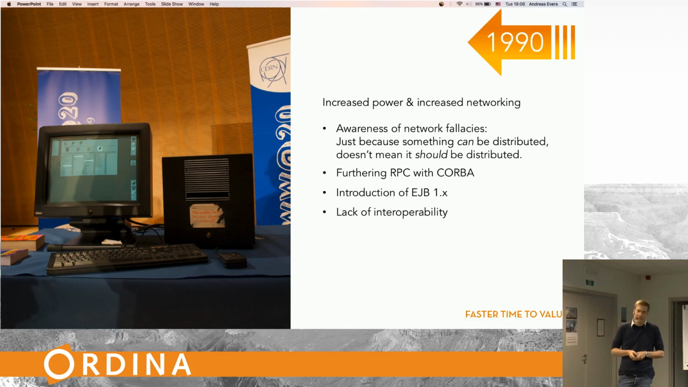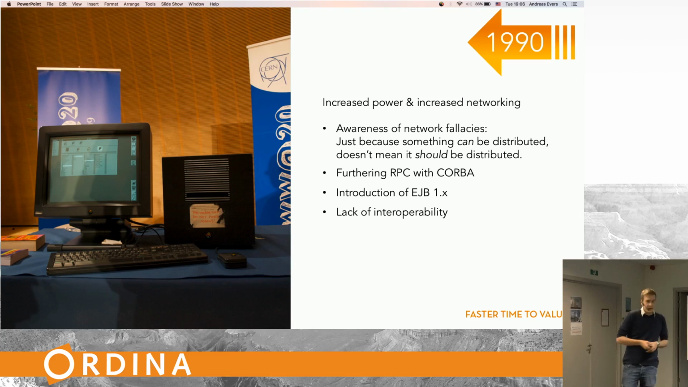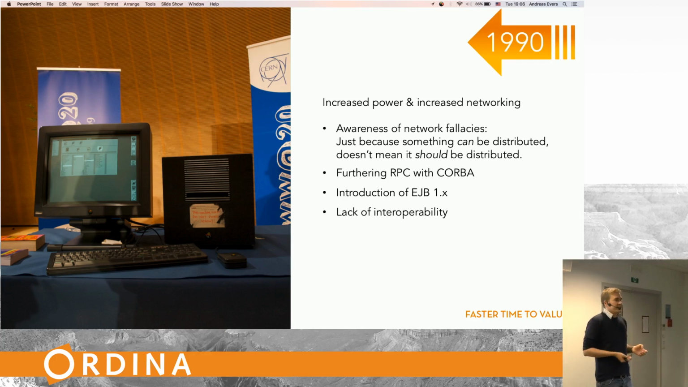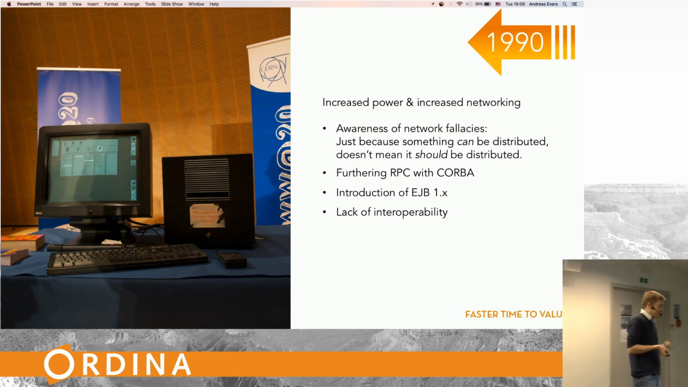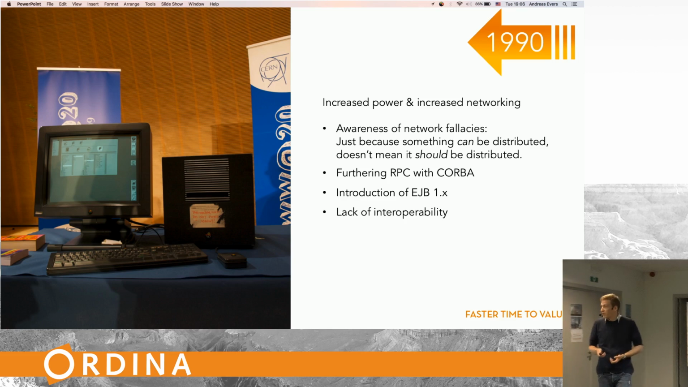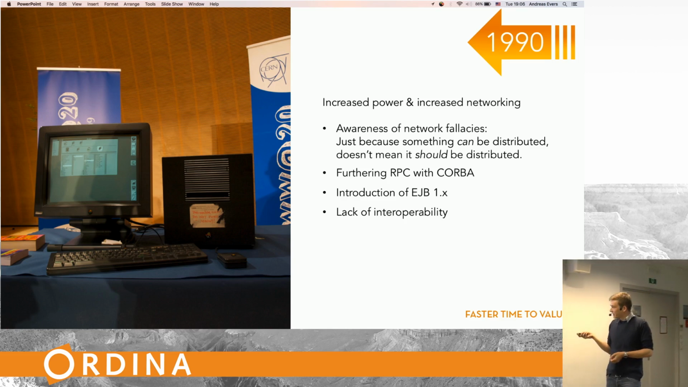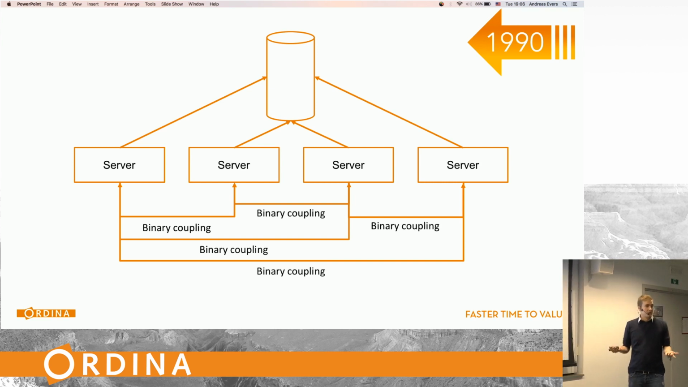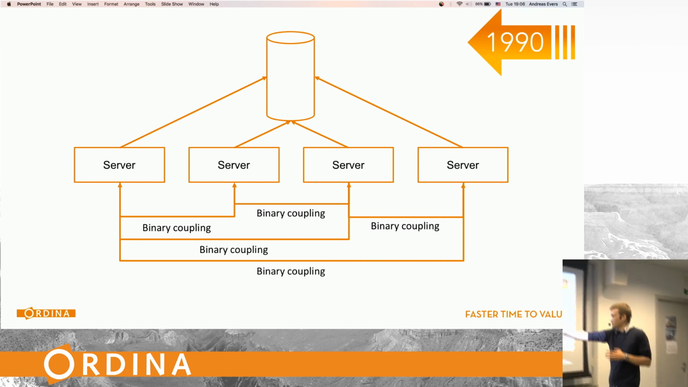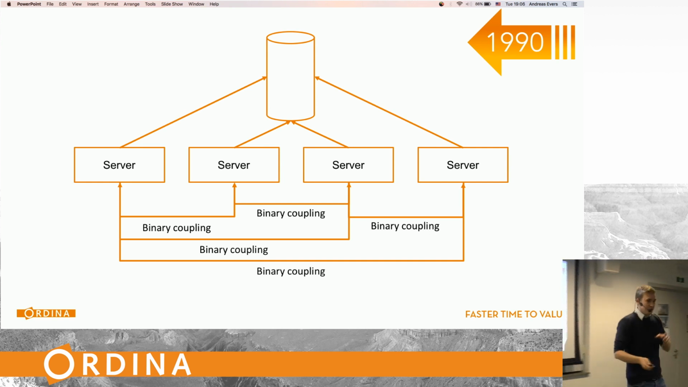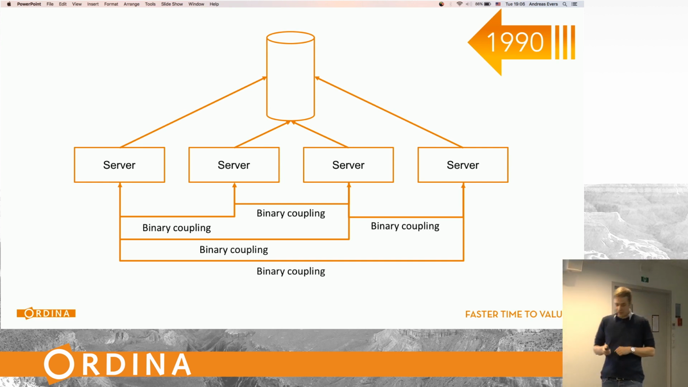And that was kind of difficult because you were stuck to Java with EJBs. And there was a lack of interoperability. So that's kind of a downside if you want to have different systems communicating with each other, obviously. So our architecture kind of started looking like this. Same kind of setup, lots of servers, but now they were talking to each other over binary coupling a lot more. Okay, and with EJB2, this became a lot worse.